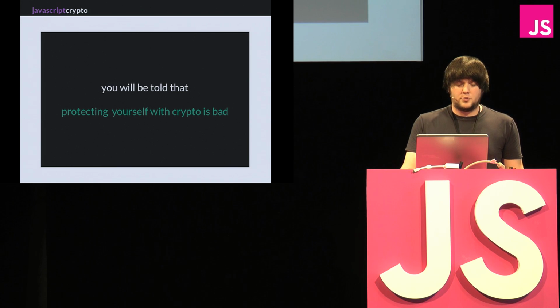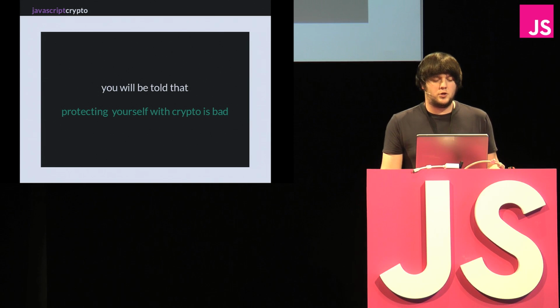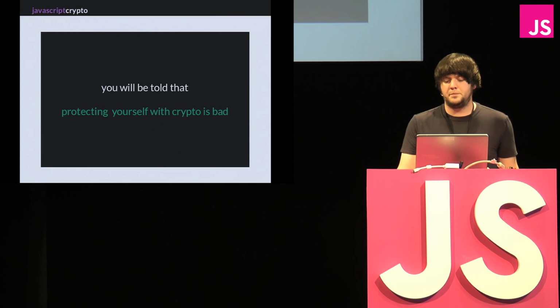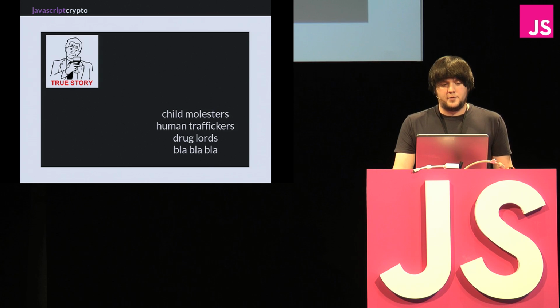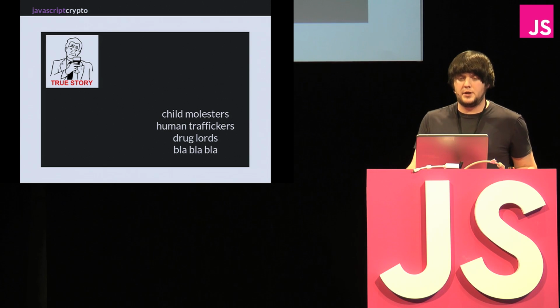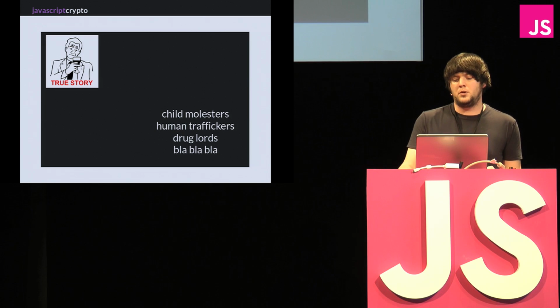Now, if you try to use crypto, the answer is usually that it's bad, that you shouldn't do it, while at the same time, agencies claim that they need to do this in order to protect you. And this is always the excuse, and this just happened, I think, last week when an NSA official declared that they have to snoop on people because this is the only way they can actually arrest child molesters, human traffickers, drug lords, and so on.